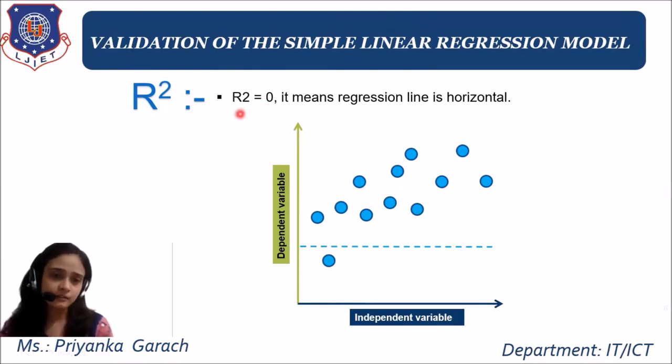This is the ideal value, that is the theoretical value. But practically, the R square value you will get is always greater than 0. Theoretically, the minimum value of R square is 0.